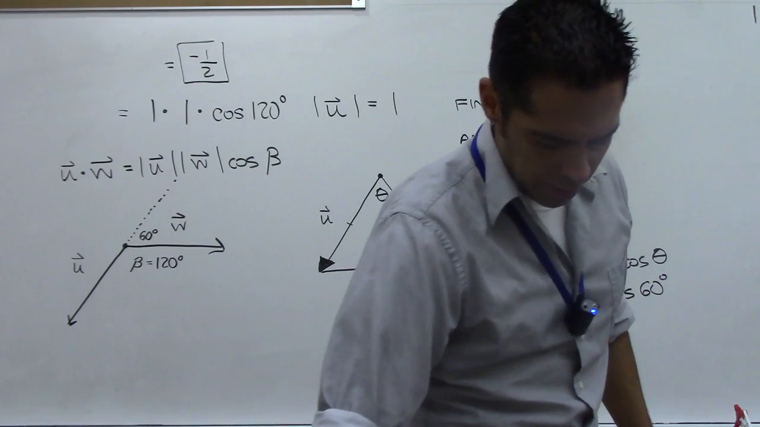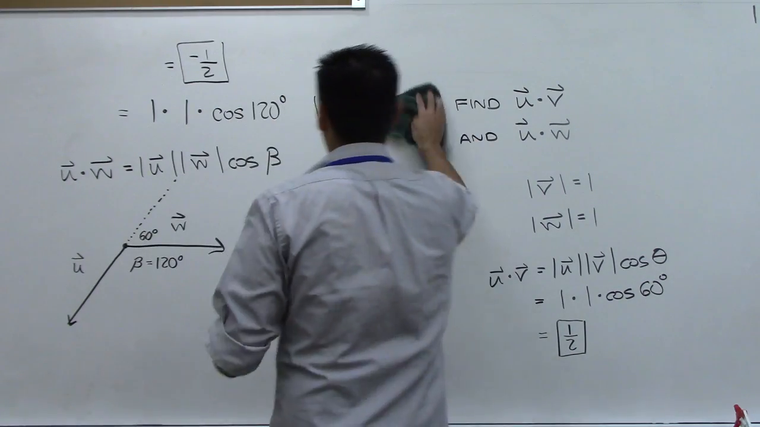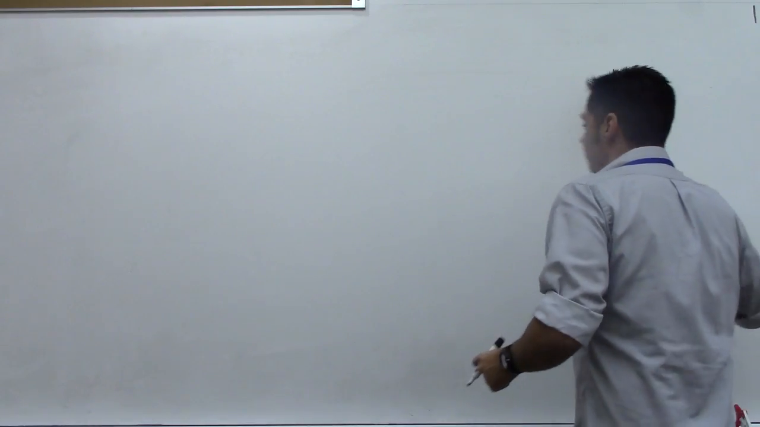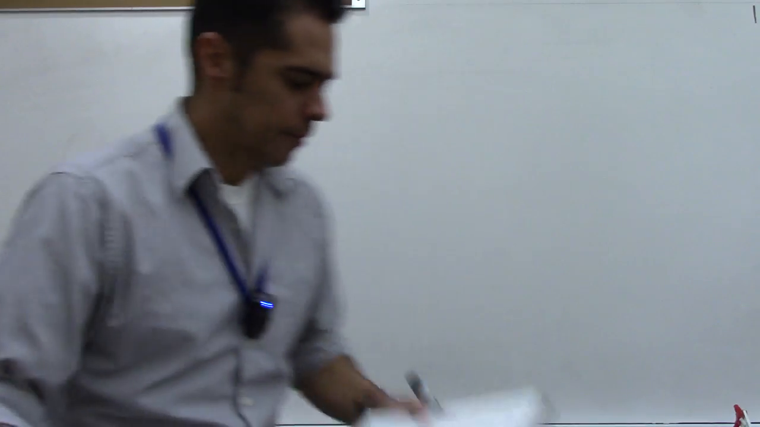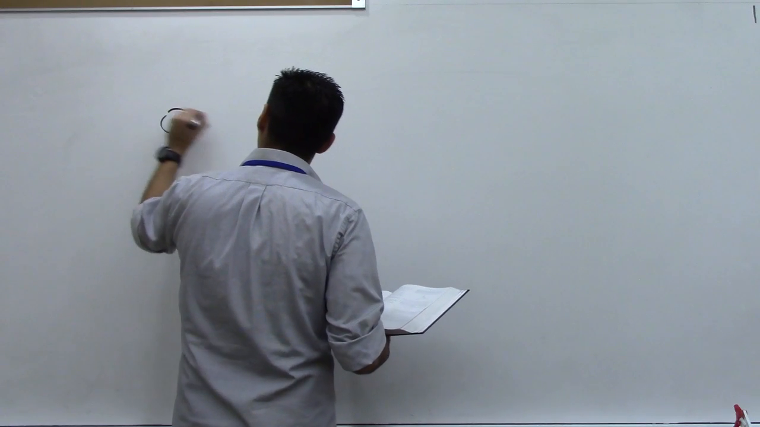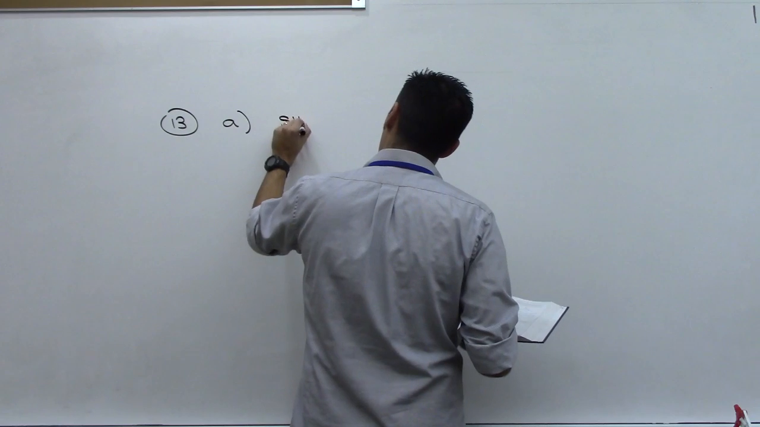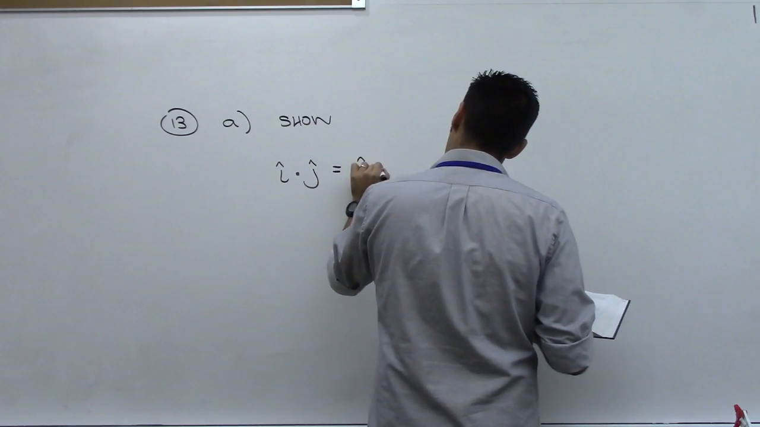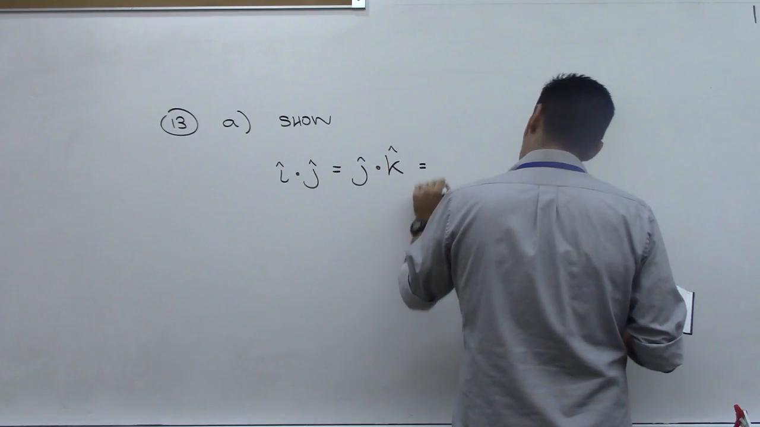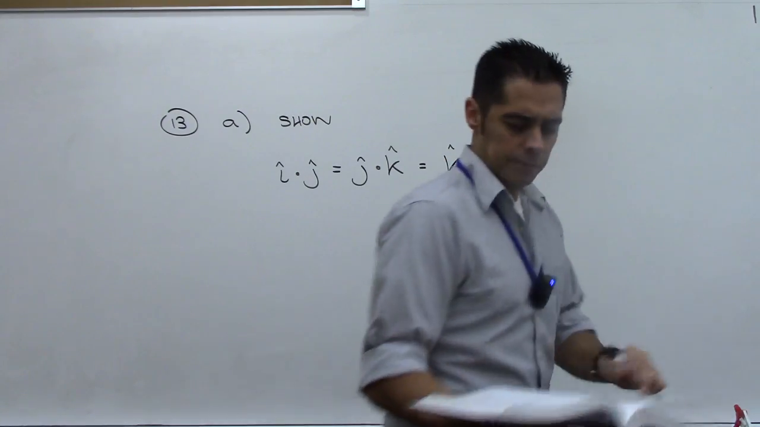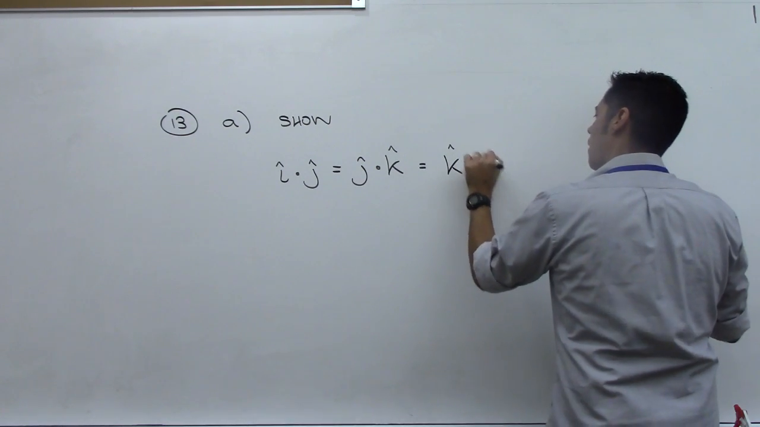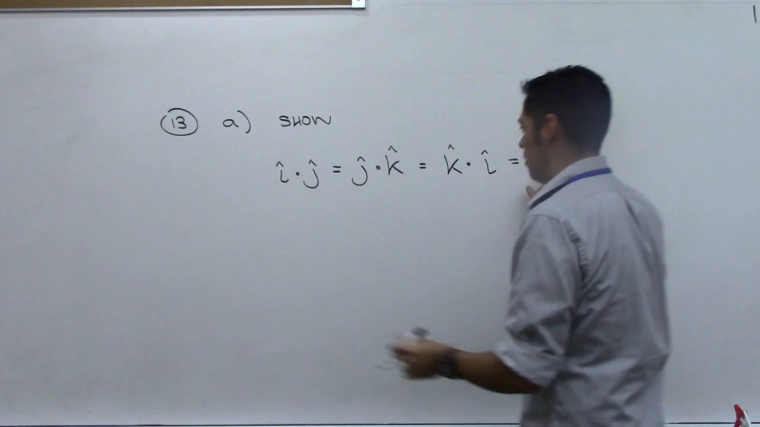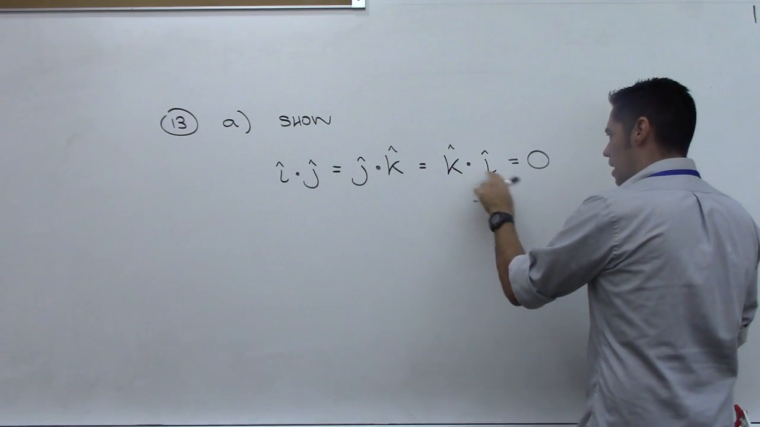All right, let's look at 13. There's part A and part B. Maybe I'll do just part A. Let me do it first and see if that's enough. So for 13, part A, show that i dot j equals j dot k equals k dot i equals 0. So you're going to try and show that i hat dot j hat equals 0, that j hat dot k hat is equal to 0, and k hat dot i hat is equal to 0.